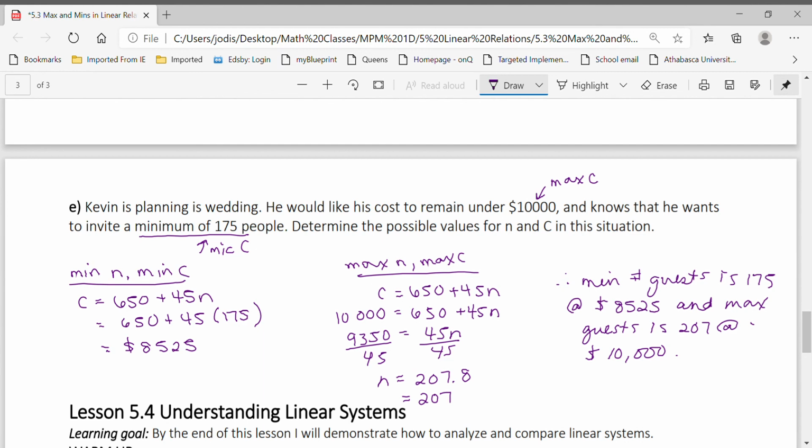Okay, so nice short sweet lesson here, just the minimum, maximum, being able to read those questions. So again, try the homework and ask questions.